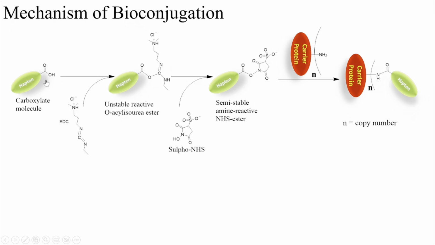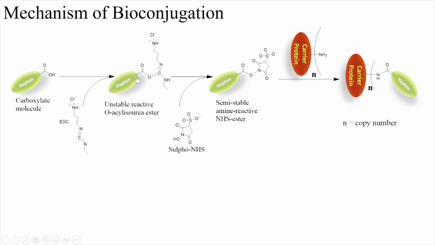Today I'm going to show you the bioconjugation. So here I'm making the carboxylic acid with a carrier protein. This is called hapten, like a small drug molecule. If you can link a carboxylic group, then you can activate that carboxylic acid by using EDC.